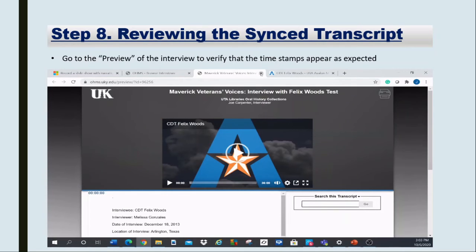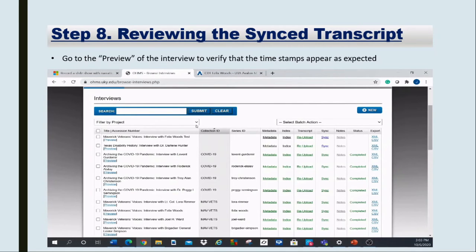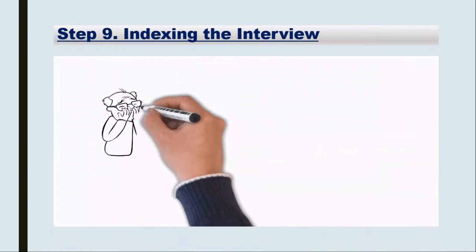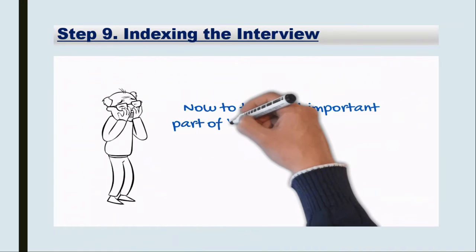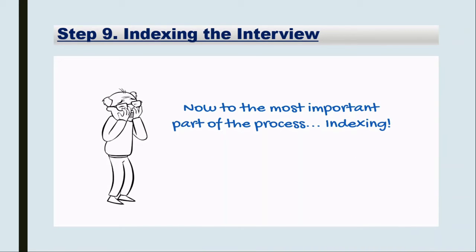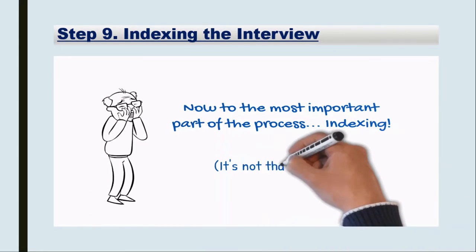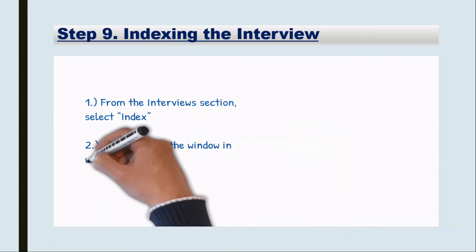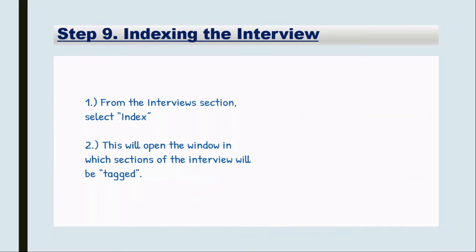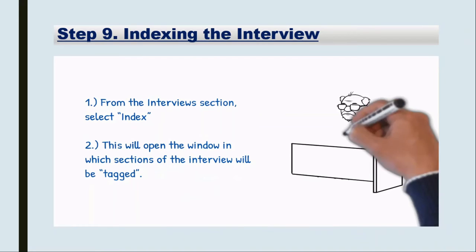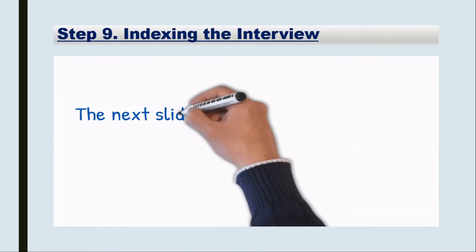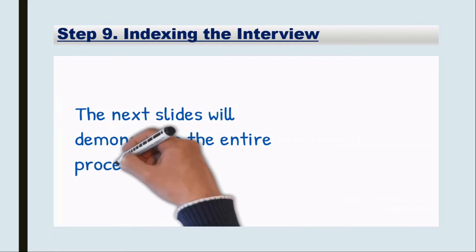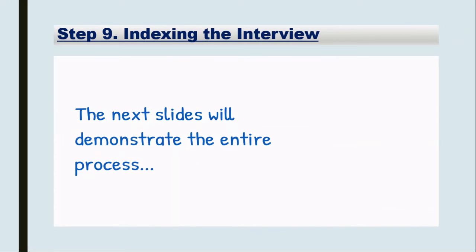Once the review is complete, return to the interview screen. The next step in the process is indexing. This is probably the most important part of the process, but it's not that bad. From the Interview section, select Index, and this will open a window in which sections of the interview will be tagged. The next slides will demonstrate the entire process.